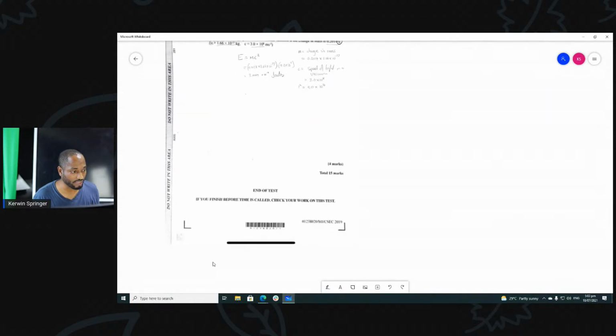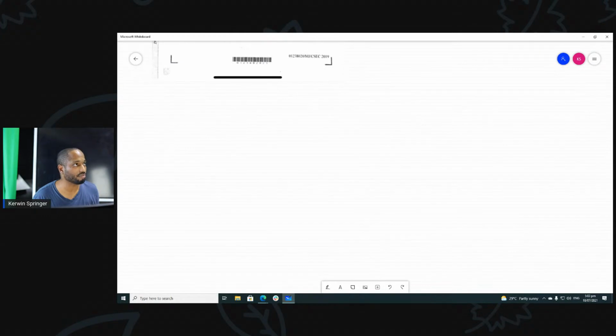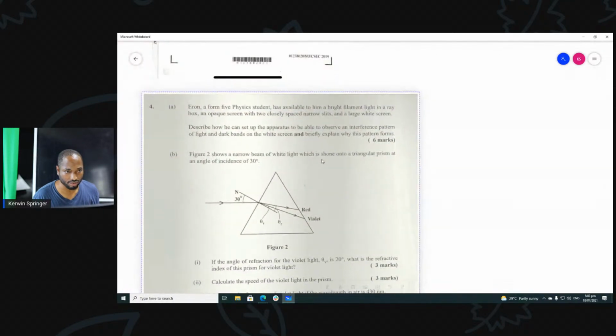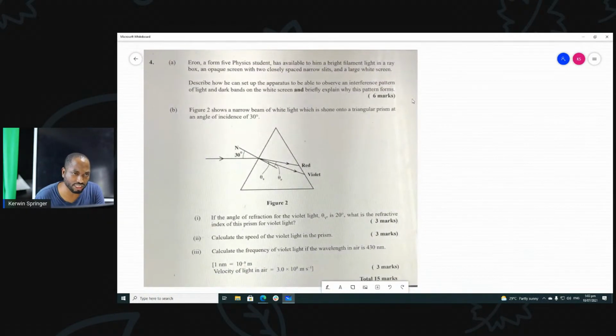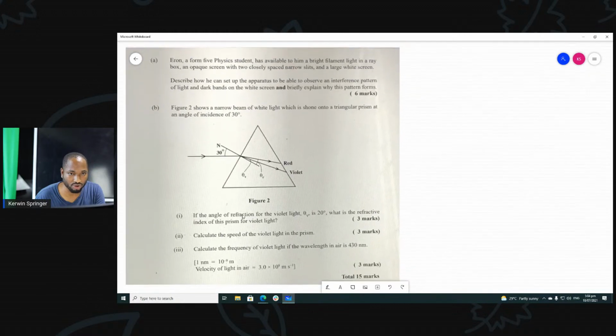I'm just taking whatever people send me. Let me copy some work and paste it in. This is what somebody sent me, from Aaron, one of the big moderators in the student hub, I believe his name is Aaron. A Form 5 student has available to him a bright filament lamp. I'm not describing experiments. You could just get this straight from your notes, right? I'm doing calculations.